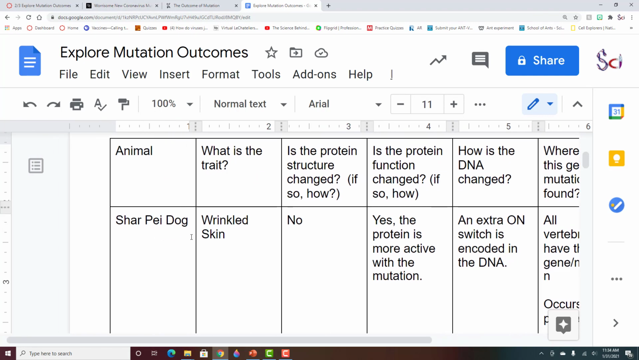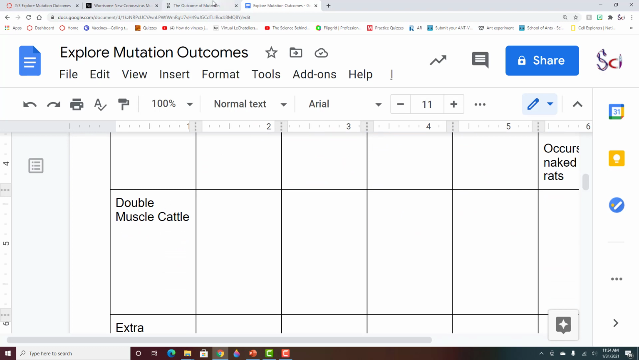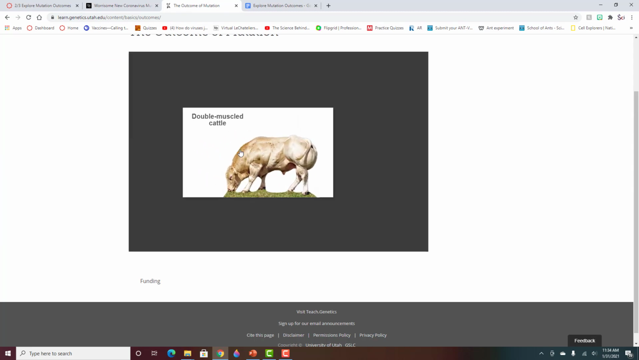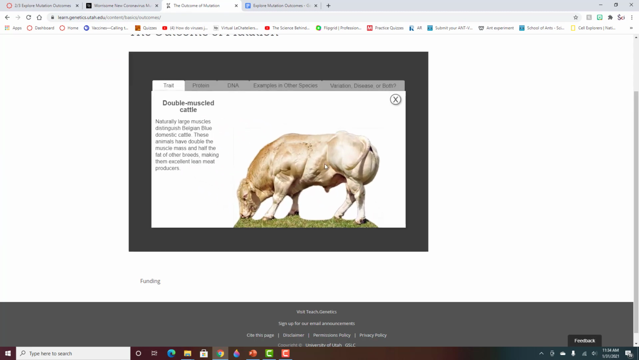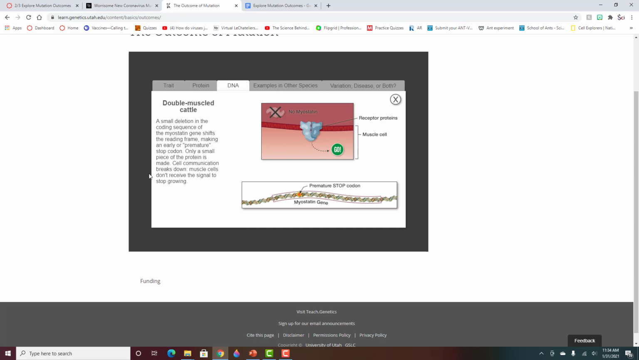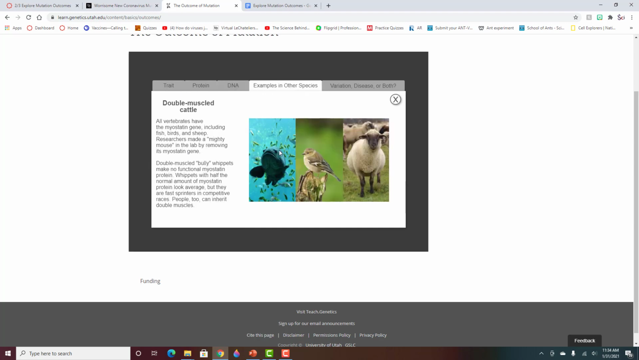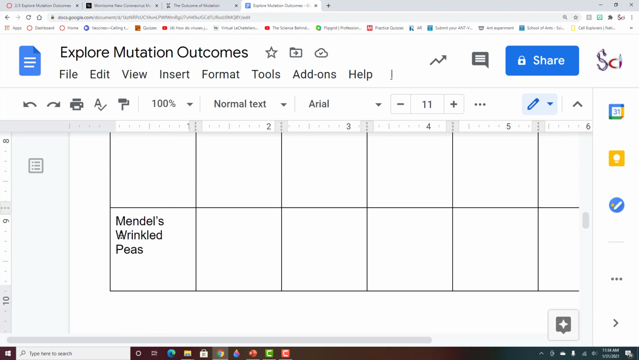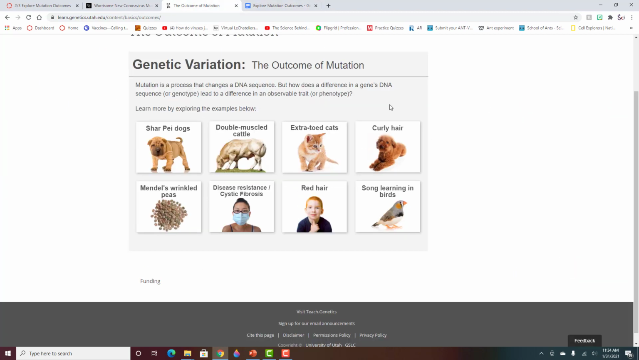So then we go to the next animal here, the double muscle cattle. And you go back here, just close this window, and then you do the same thing for the cattle here, the super beefy muscle cattle here. And you're going to read about the trait. You're going to figure out where's the change. So read this, and that will talk to you about what the change is, and then look for examples in other species, and then you can read about whether it's a variation, a disease, or whether it's both, and then you fill out the chart here, and you do that for the rest of these animals that you see here in this module.